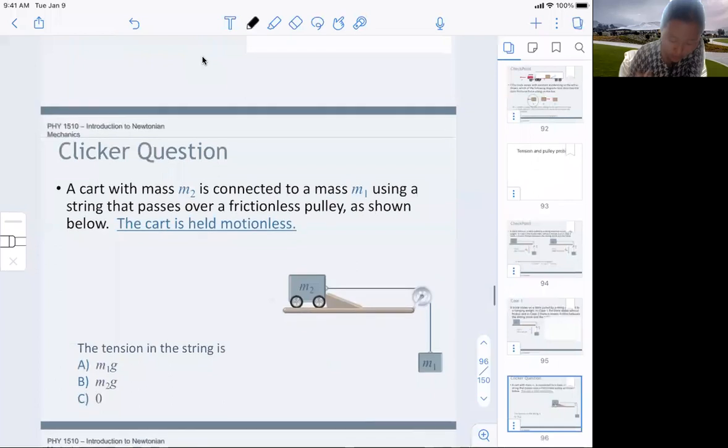So let's start with this particular clicker question, where I put a little stop here, so nothing is moving. M1 and M2 are at rest. Now if I ask you, what is the tension in the string, what would you answer? I'm going to go ahead and start the poll.